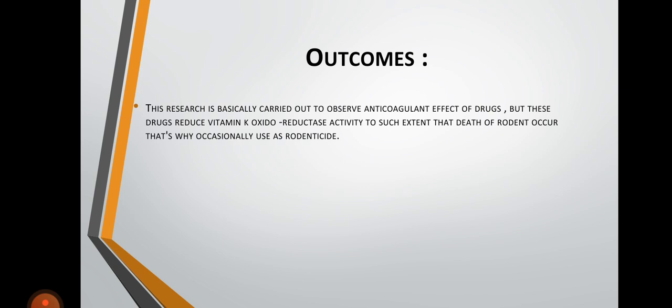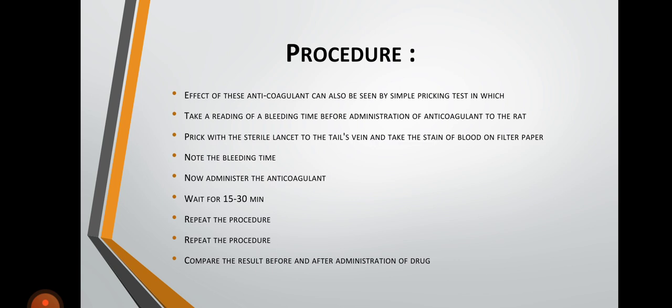By this mechanism and by the method and material which I have just discussed, we can easily know the anticoagulant effect of many other agents which may not be that lethal for the animal, but we can know the effect of that particular drug. So what is the procedure? In order to examine the anticoagulant effect of several drugs, we adopt a pricking mechanism, which is very simple. Take a reading of the bleeding time before administration of the anticoagulant to the rat.